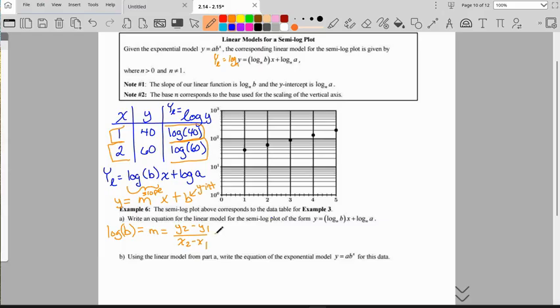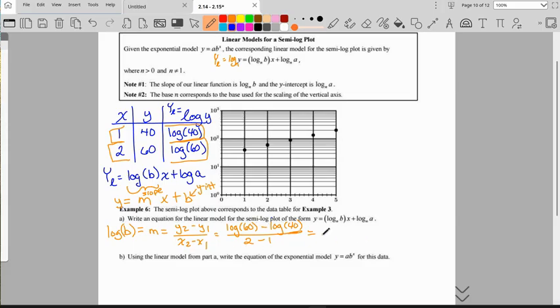So if I plug in, I'm going to use my second y value, which is log of 60, minus our first y value, which was log of 40, over my second x, which was 2, minus my first x, which was 1. Now, 2 minus 1 is just 1, so with a denominator of 1, I don't have to write it.